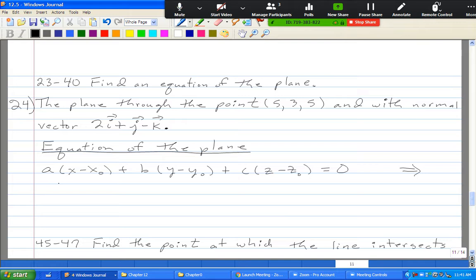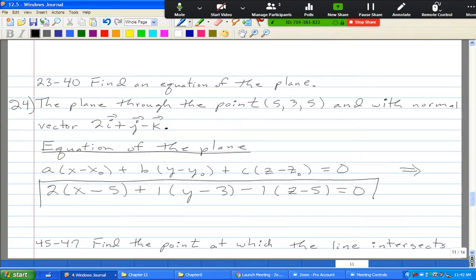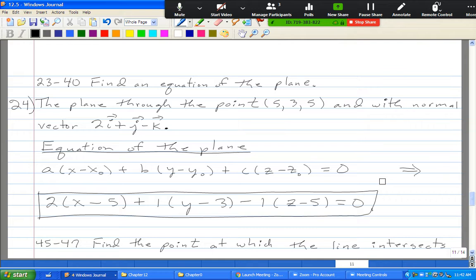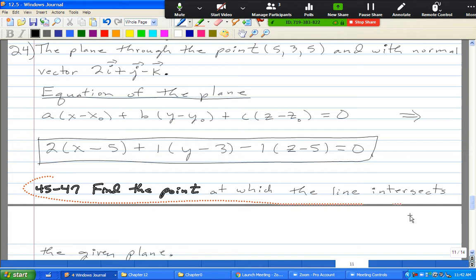So this is just going to be 2 times x minus 5, plus 1 times y minus 3, plus minus 1 times z minus 5, equaling 0. So that is the equation of my plane.